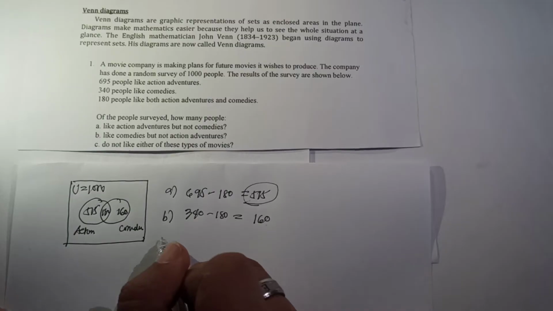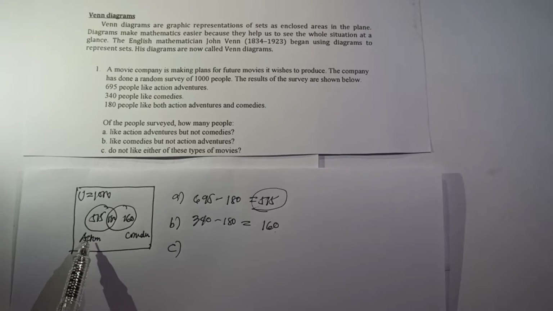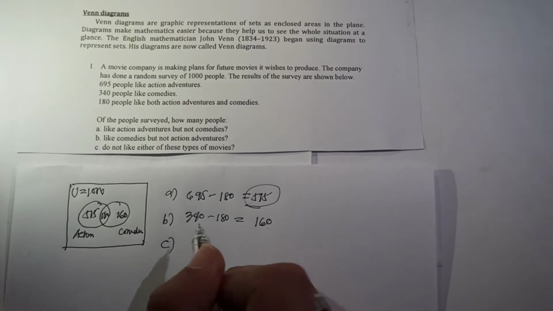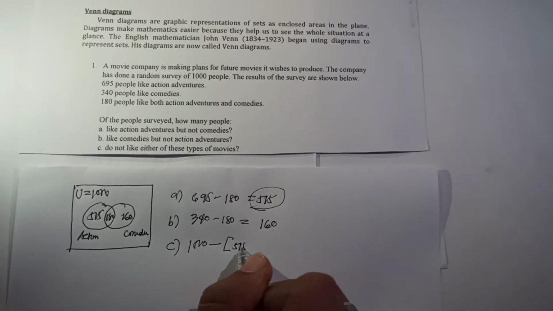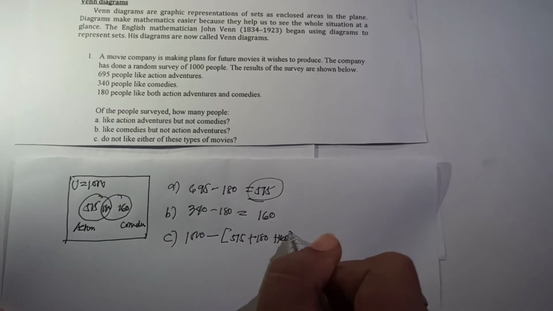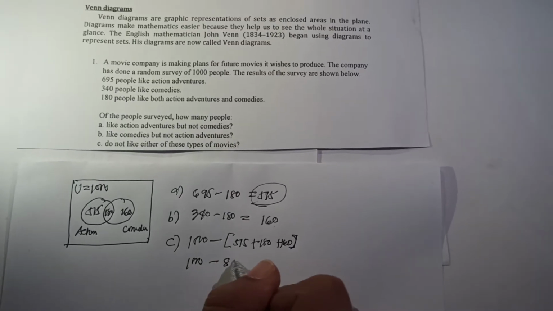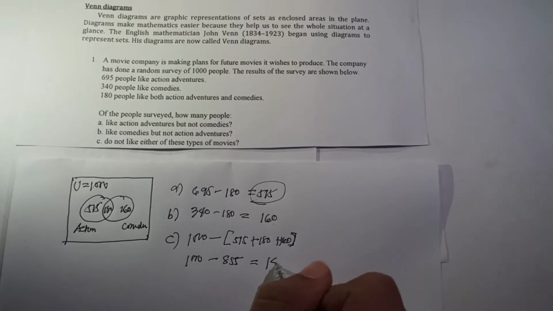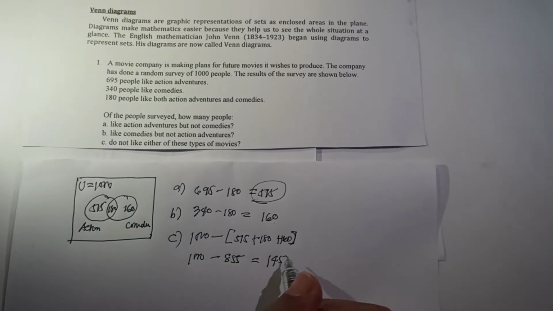And for letter C, do not like either of these types of movies, the universal set will be deducted by all of the people who like action adventures, comedies, and both. So we have 1,000 minus 515 plus 180 plus 160. If we add these, we have 1,000 minus 855, so the result is 145. So these 145 do not like either of these types of movies.